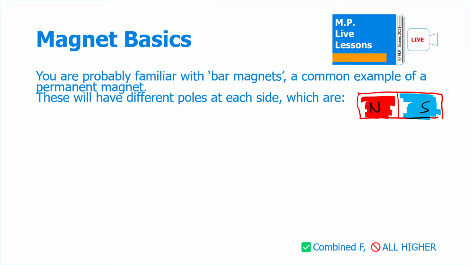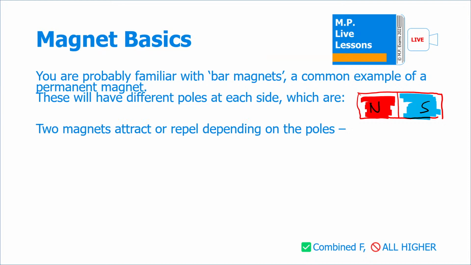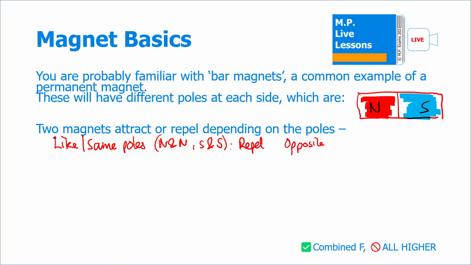Now, two magnets will attract or repel depending on the poles. So if they're like or same poles, for example, north and north, south and south, they will repel. Whereas if they're the opposite, for example, north and south, or south and north, they will attract together.